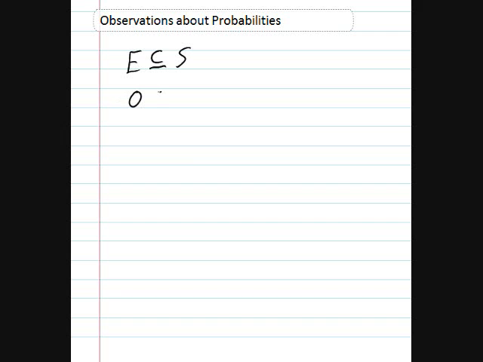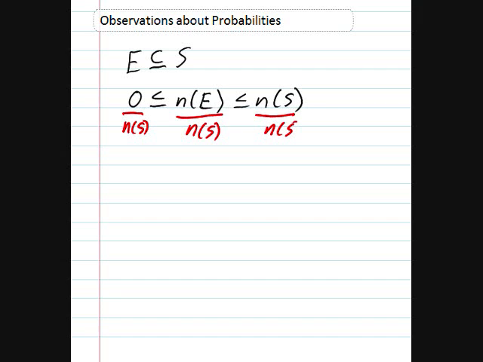So 0 is always less than or equal to the number of elements in the set E, which is always less than or equal to the number of elements in the set S, because E is a subset of S. Now if we go through and divide this inequality by the number of elements in the sample space, we get our first observation about probabilities.